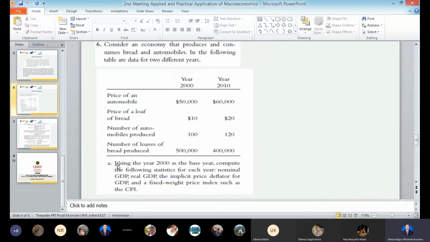The questions: using the year 2000 as the base year, please compute the following statistics for each year: nominal GDP, real GDP, the implicit price deflator for GDP, and the fixed-weight price index, the CPI. Okay, sisters, brothers, I give you 15 minutes from now. Could you please settle these questions and we will discuss after 15 minutes from now, please.